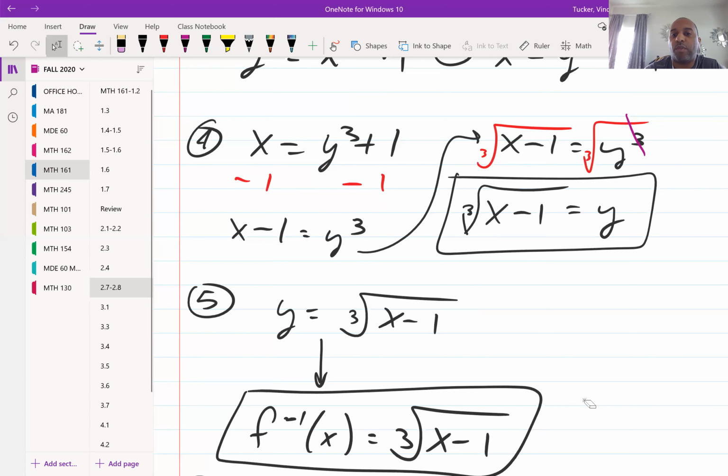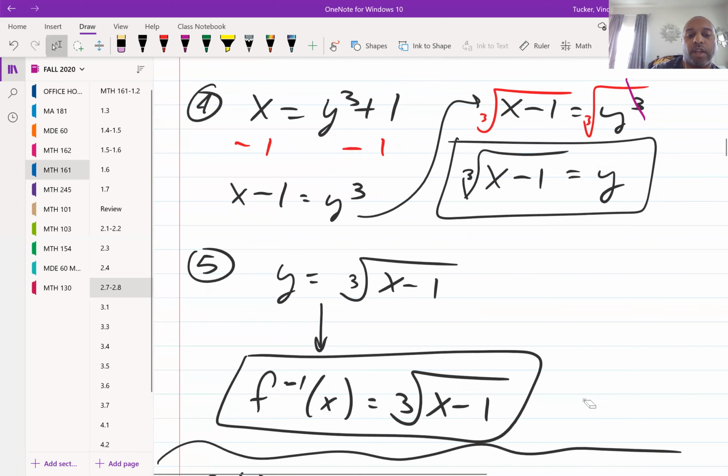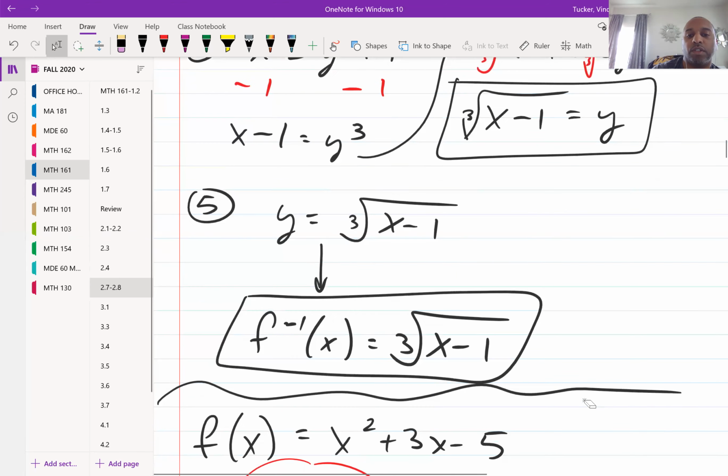All right, questions before we do another one? Make sure we're okay with what we did. If you go through those 5 steps, it's always the same process. First of all, you establish if the function is one-to-one. If it is one-to-one, you take f of x, plug in y, interchange x and y, solve for y, and then use that f inverse notation.